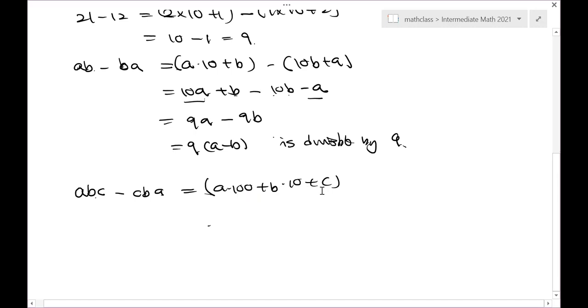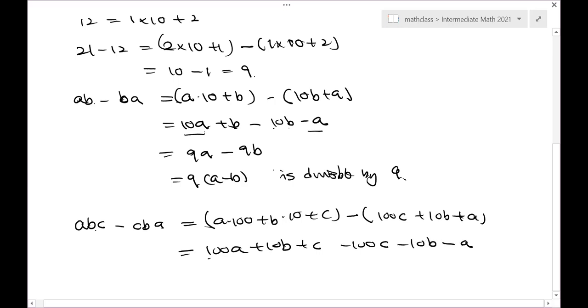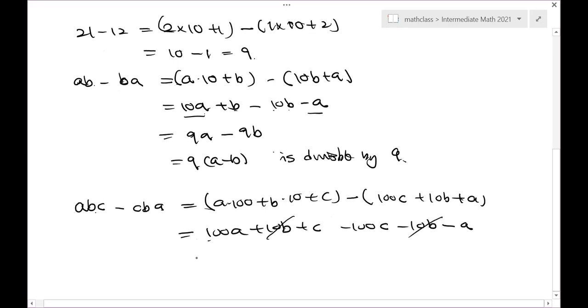Right. Then you minus C is 100C, minus 10B. Here plus 10B and plus A. So now you remove the parentheses, okay? 100A, 10B plus C. And then here 100C minus 10B and minus A. And then you find out 10B in the middle is canceled. What is left is 99.